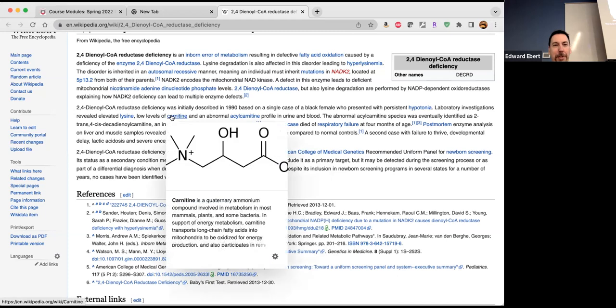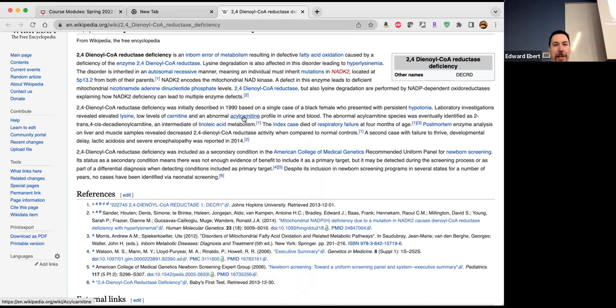All right. But the low levels of carnitine and that acylcarnitine profile are big indicators something's not right in fatty acid oxidation there. Okay.